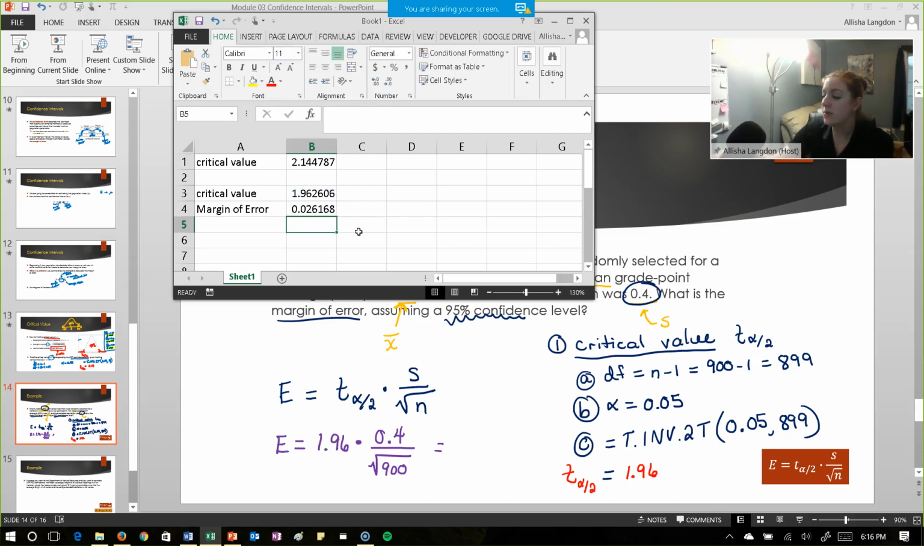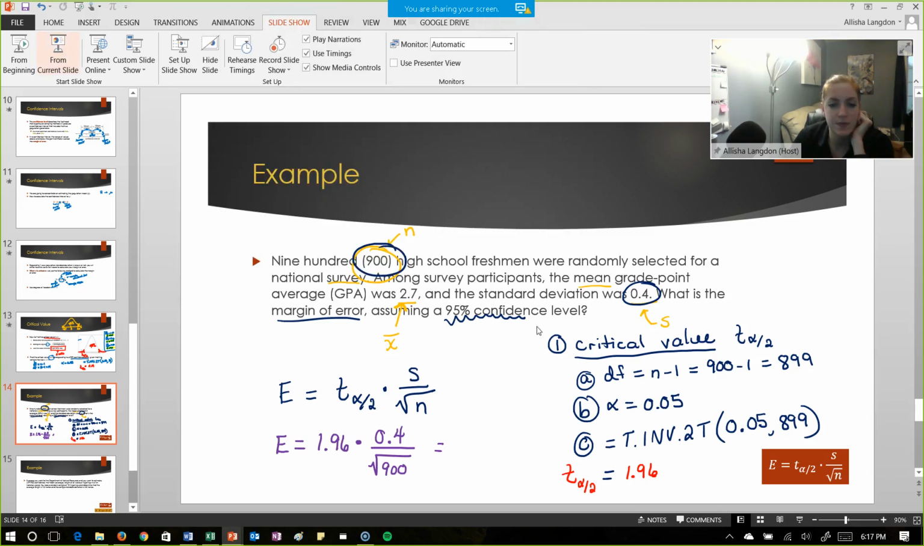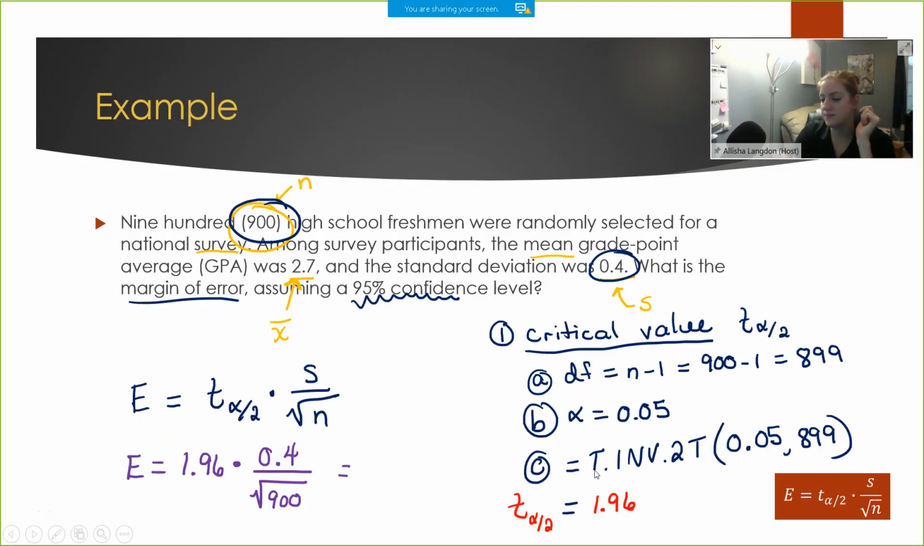And it actually looks like a pretty small number. It's 0.026. It's safe to round to 3 decimal places for the margin of error. Because remember, we'll use that reference cell when we get to confidence intervals. So it was 0.026.